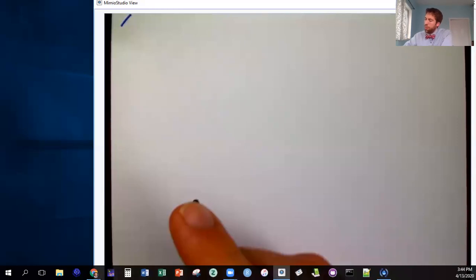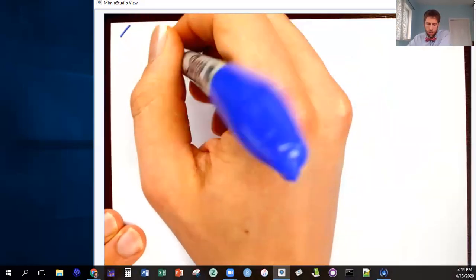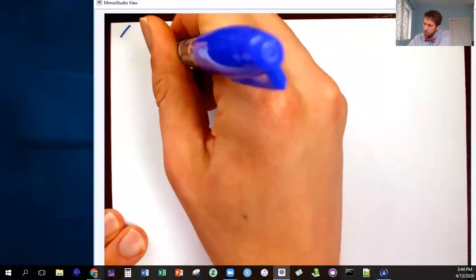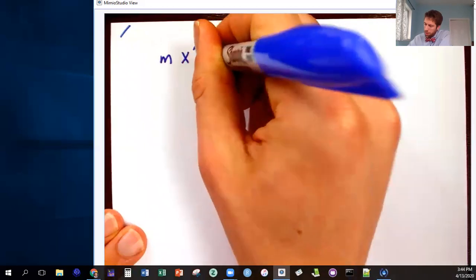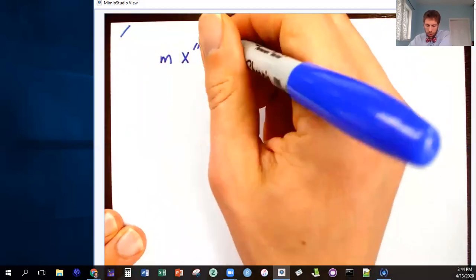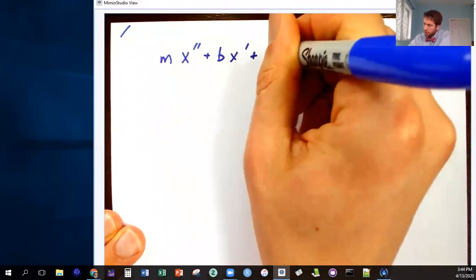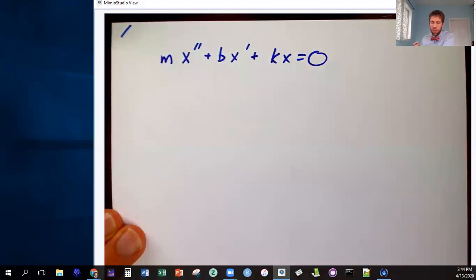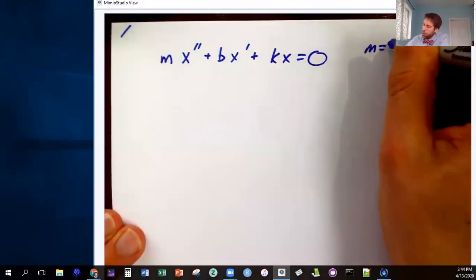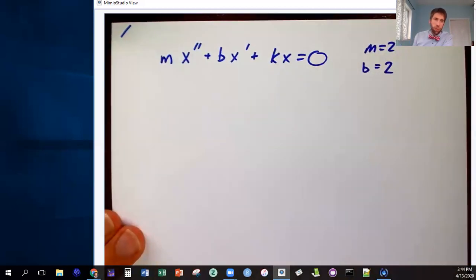So we have mass times x double prime plus the damping coefficient times x prime plus the spring constant times x equals 0. And we're given that mass equals 2 and the damping coefficient is 2. We just haven't picked out what spring we like.